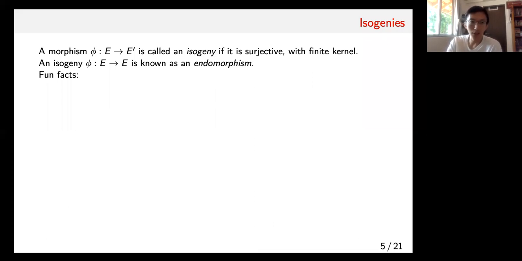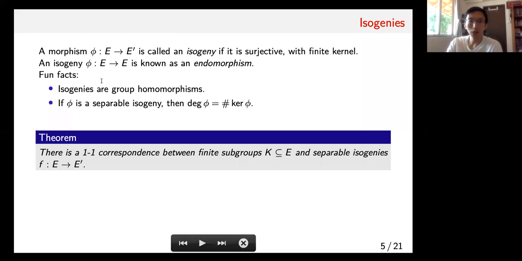There are a few fun facts that you need to know about isogenies. First of all, on top of being a morphism, which means they preserve a lot of geometric properties, they are also group homomorphisms. So the group structure on E is preserved when you move to E prime as well. Addition of group elements on E is preserved in the addition of the mapped points. And secondly, if phi is a separable isogeny, then the degree of phi is equal to the size of the kernel of phi. So the kernel plays a very important role in defining the isogeny.